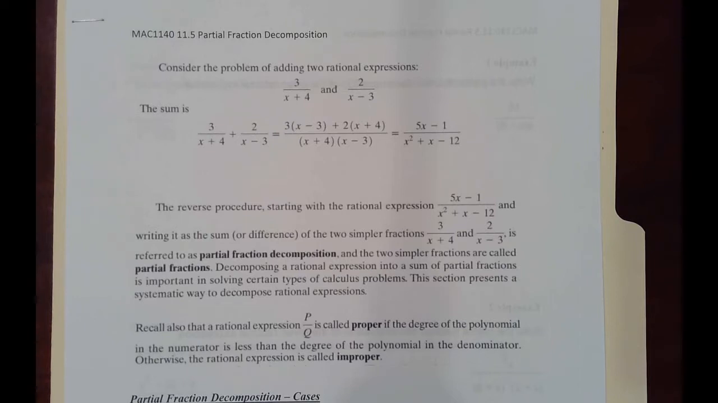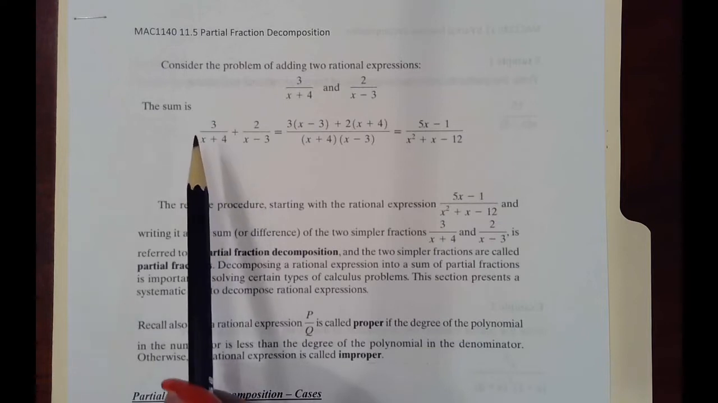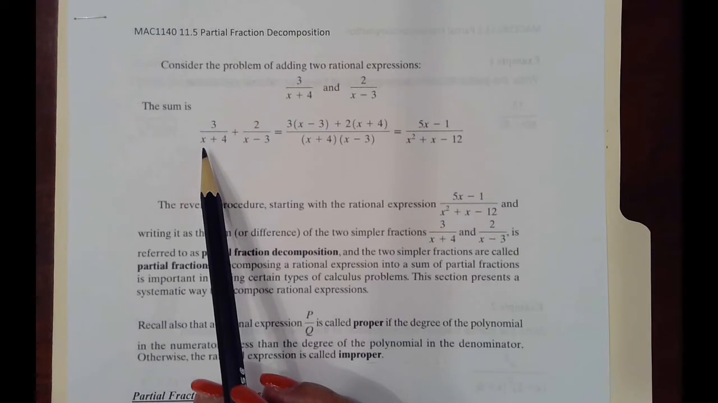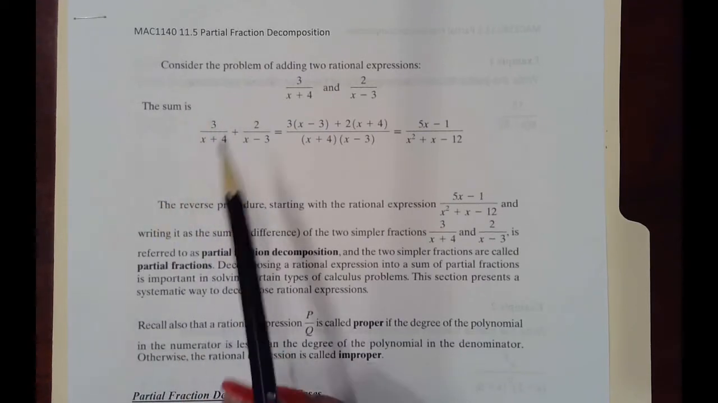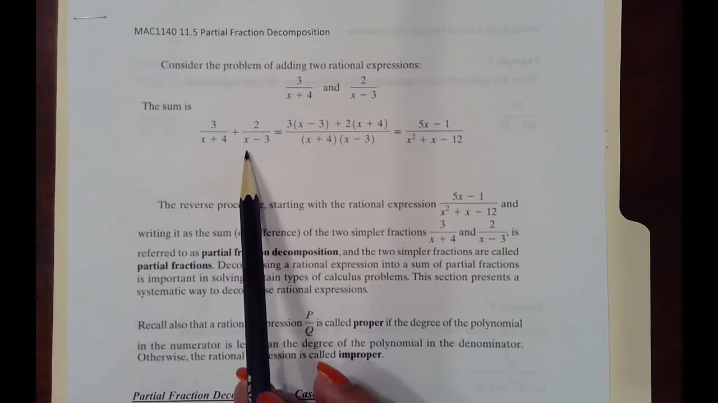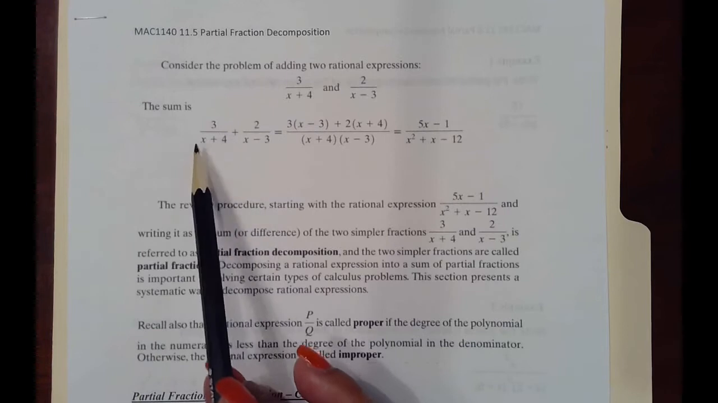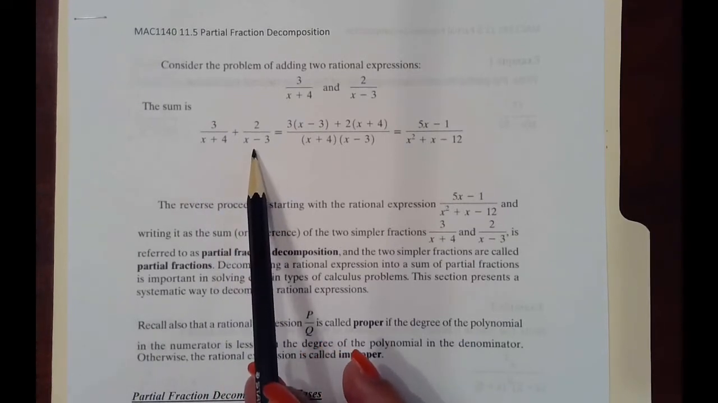Now, the procedures that we're going to be talking about have to do with rational expressions, and if you recall, rational just means a fractional expression where either the denominator is a polynomial or the numerator or both. So here you see two rational expressions, and the experience that you have had is in the previous two classes, MAC 1105 and MAC 1033, you might have been asked to either add these rational expressions or subtract them, needing a common denominator to do so.